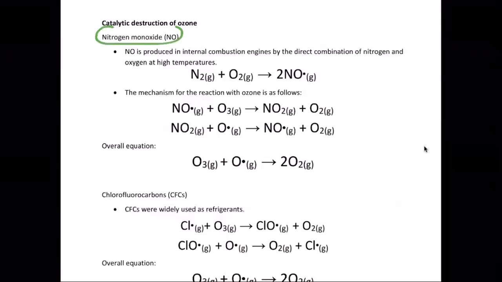The first one's nitrogen monoxides, and sometimes they'll make it more generic. They'll do NOx, with an X here, because it could be nitrogen dioxide or trioxide. So the X is just a placeholder for whatever subscript it might be. The example that we're going to talk about is nitrogen monoxide.